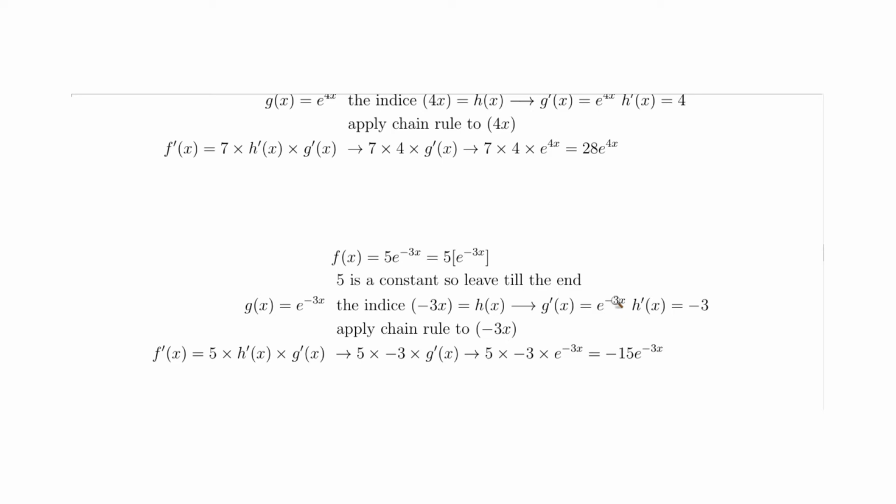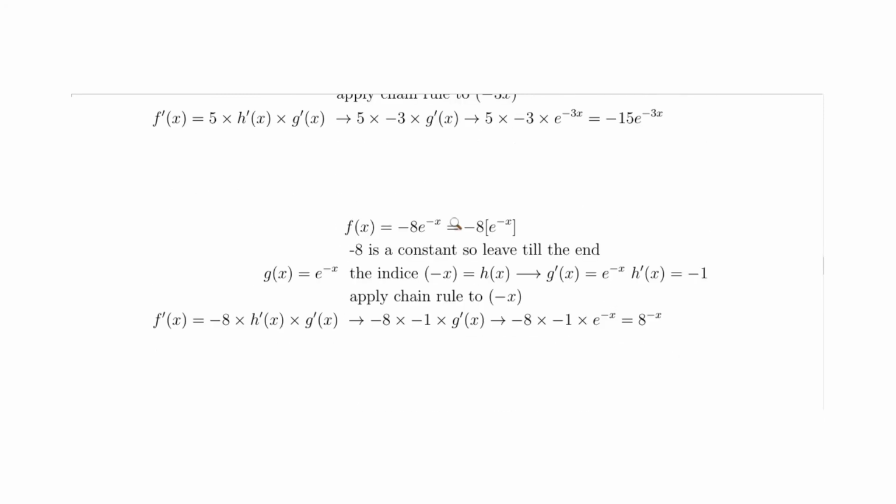But we do have some other stuff to apply. The derivative of the input, minus 3x, is minus 3. That's applying the chain rule to minus 3x. So now we end up with 5 times the derivative of h, which is minus 3, and the derivative of e to the minus 3x, which we left as e to the minus 3x. So 5 times minus 3 is minus 15, and then e to the minus 3x. So we end up with minus 15e to the minus 3x. That's our derivative there. You can see where that comes from: minus 3 times 5 is minus 15, that goes out front, and the minus 3x stays.